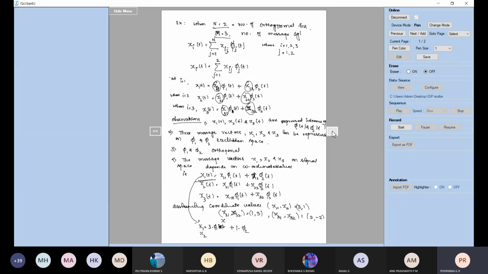Similarly the message vector of signal x2 of t is equal to 1 phi1 plus 3 phi2. And the message vector x3 is 2 into phi1 plus minus 2 into phi2.